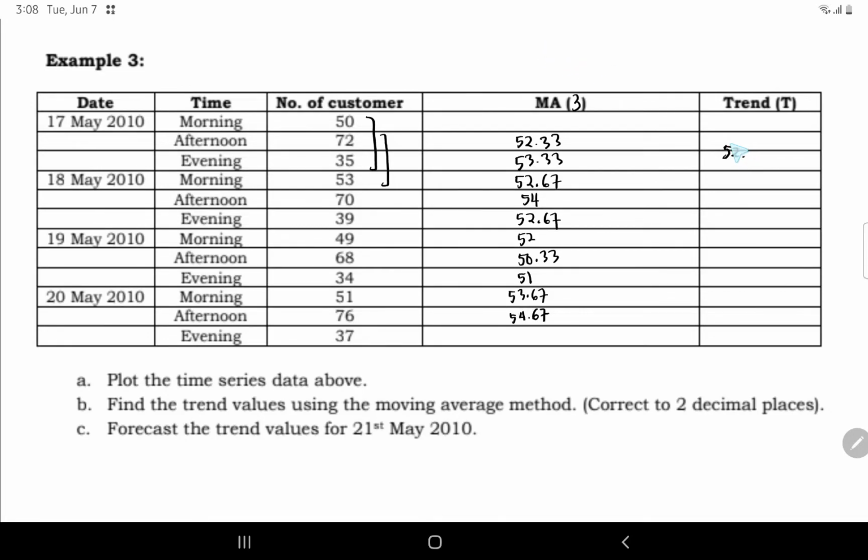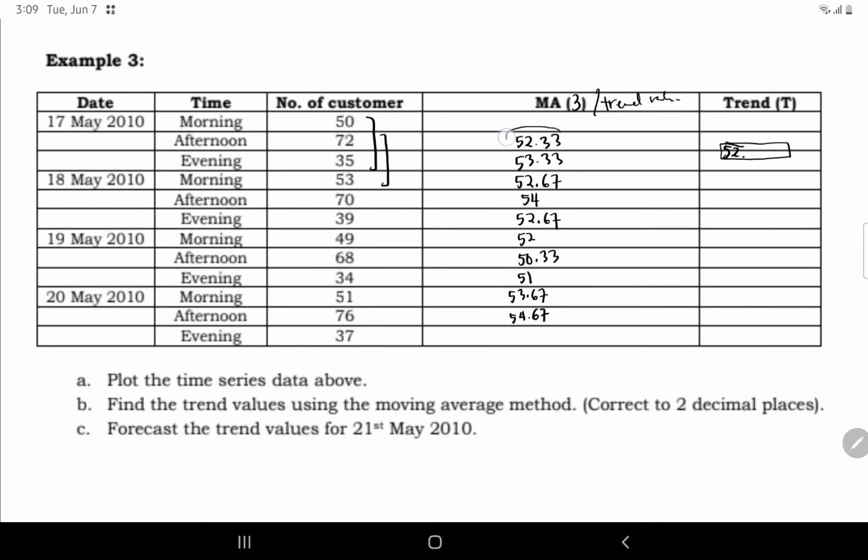Okay, disebabkan tadi kalau kita kira antara 52.33 dengan 53.33, kita cari average. Average dia terletak di tengah-tengah ni, which is tengah-tengah ni, dia tak ada, kalau you all tengok, data dia tak ada. Dia antara afternoon and evening, tengah-tengah. So, that's not a trend. Okay, so dekat sini kita boleh kenal pasti when we perform 3-point moving average, we have received the trend values as well. Okay, so ini adalah trend value juga.